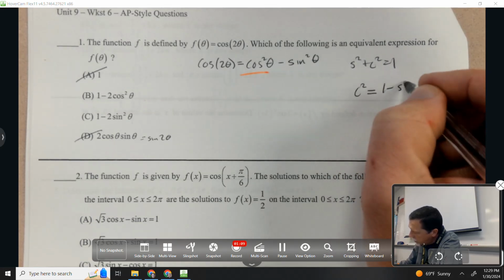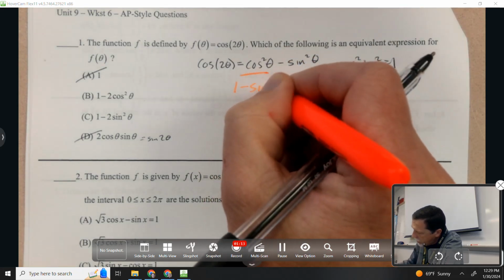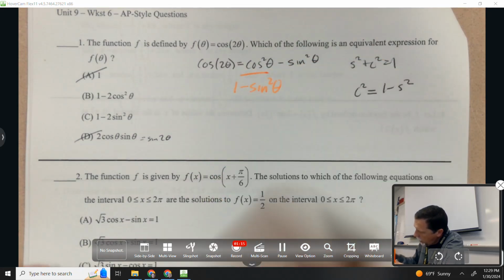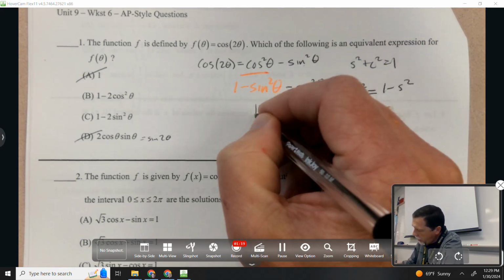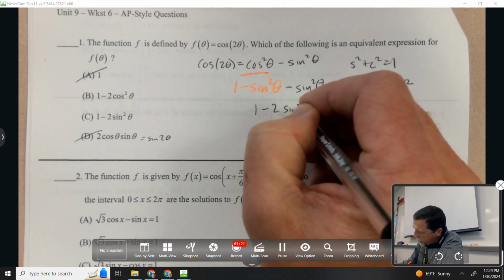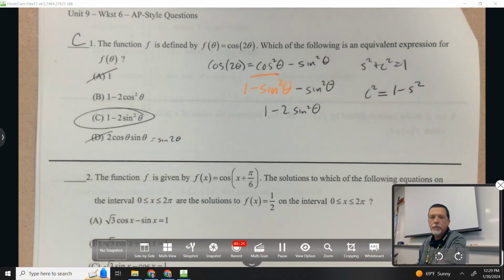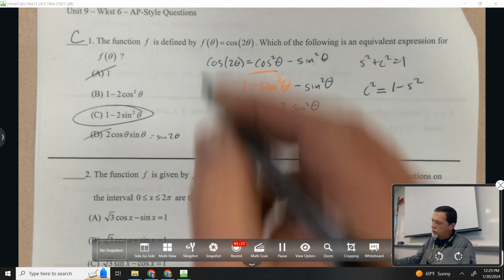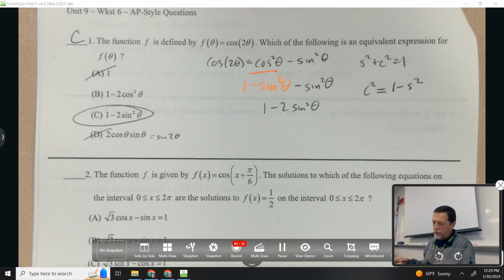Cosine squared to be 1 minus sine squared. So 1 minus sine squared, and then the original minus sine squared. And now I've got 1 minus 2 sine squared theta. There's 2 of them. And so that is answer choice C. So that used a couple of Pythagorean or PreCal identities, trig identities to get there.